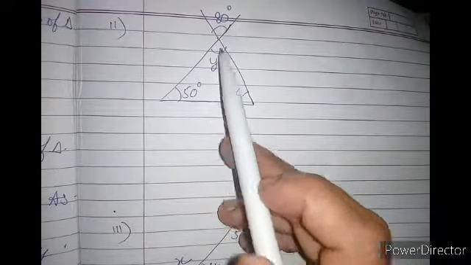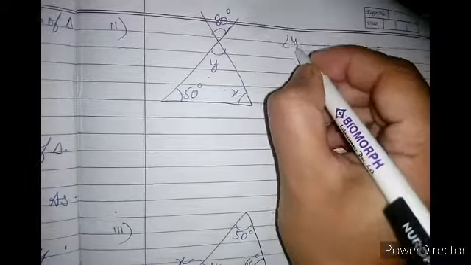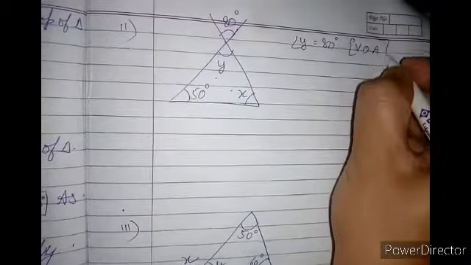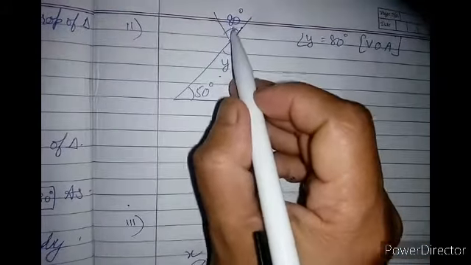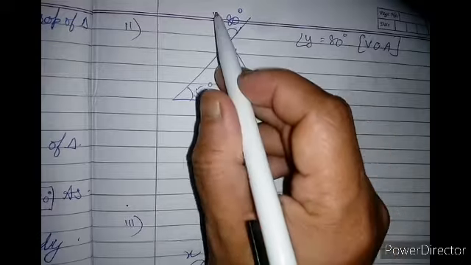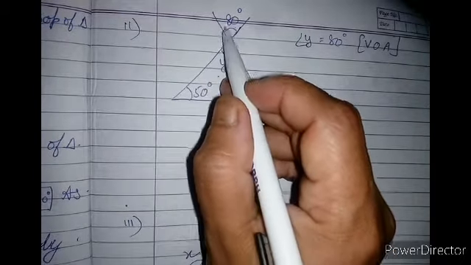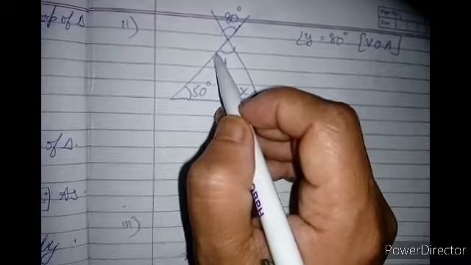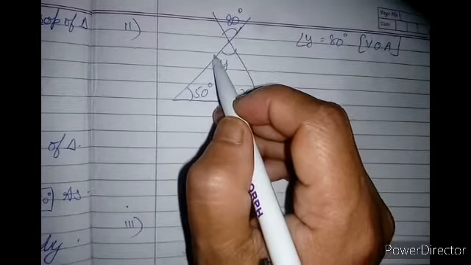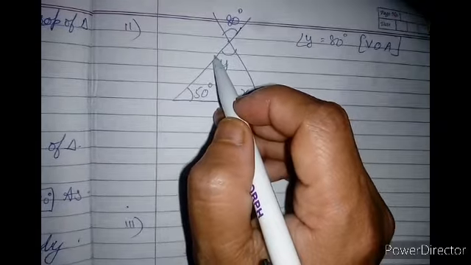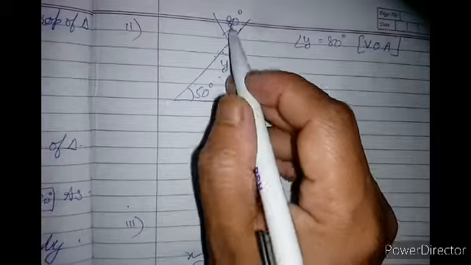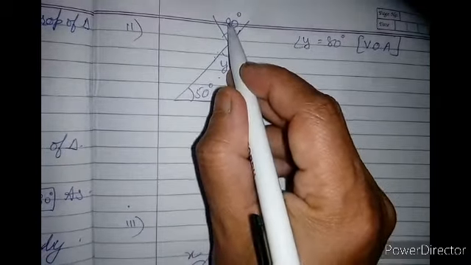In this question, first see y is equal to 80 degree, because of vertical opposite angle. One main thing: do not consider this an exterior angle. An exterior angle is formed with one side extended and the adjacent side. Here, the angle is formed with both sides extended, so it is not an exterior angle.